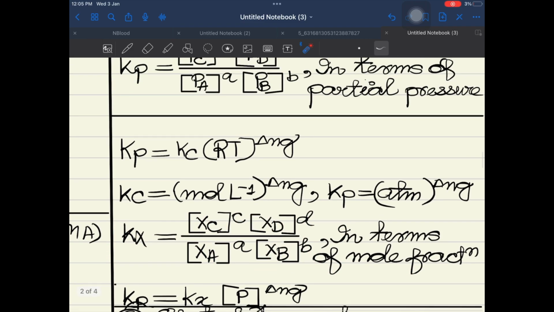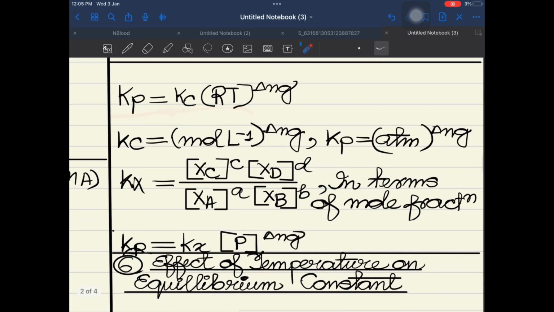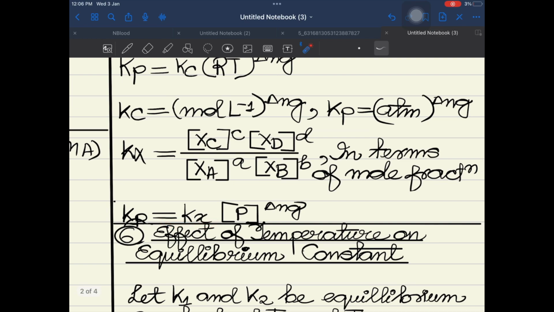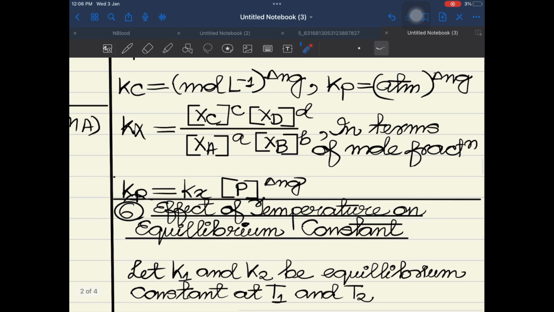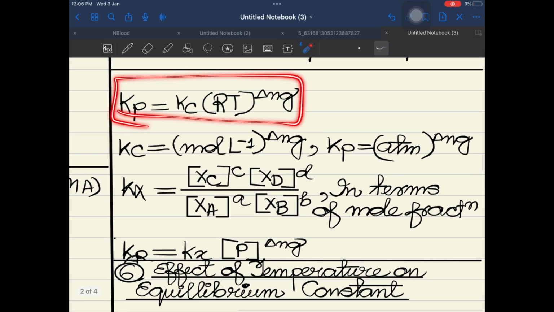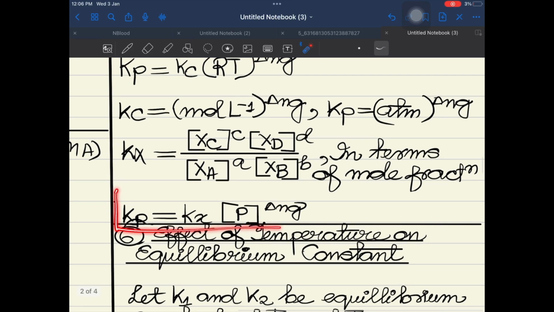There are some relations between Kp and Kc, and Kp and Kx. So Kp is equal to Kc into RT raised to the power delta Ng, and Kp is equal to Kx into P raised to the power delta Ng. So these are two relations between Kp and Kc, and Kp and Kx.